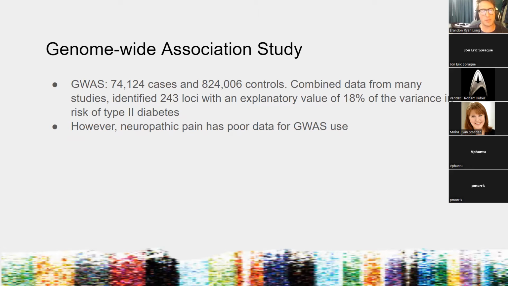On the genetic side, we have some genome-wide association studies coming out that have linked various genes to particular phenotypes of chronic pain. Ultimately, the GWAS data for neuropathic pain is not very good, but some pretty large variances have emerged. 18% of variance in risk of type 2 diabetes is an example of how GWAS can really give us a lot of explanatory value.